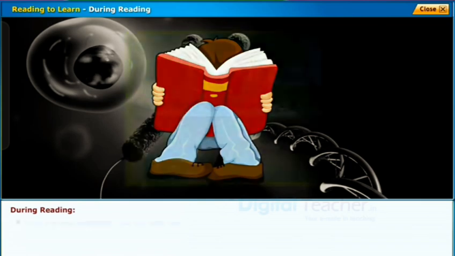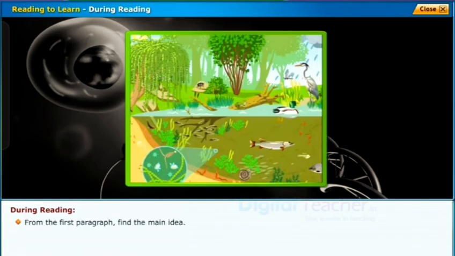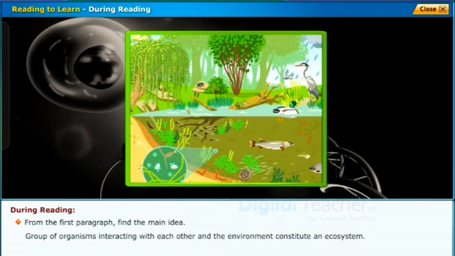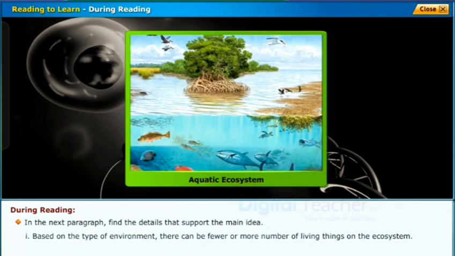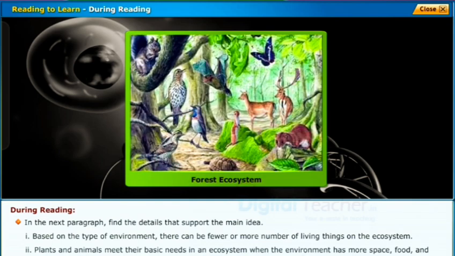During reading, from the first paragraph, find the main idea. A group of organisms interacting with each other and the environment constitutes an ecosystem. In the next paragraph, find the details that support the main idea. Based on the type of environment, there can be fewer or more living things in the ecosystem. Plants and animals meet their basic needs in an ecosystem when the environment has more space, food, and shelter.